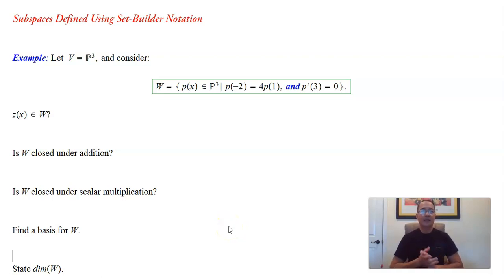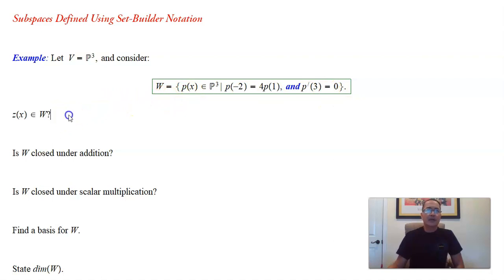Finally, we're going to get our hands dirty and study this set of polynomials from P3. We are going to show that this W, as the letter implies, is a subspace, so it has to satisfy the 3 conditions. We will find the basis for the subspace and state its dimension. The polynomials in W are the polynomials in P3 where, if you plug in -2 into the polynomial, what you get is 4 times what you would get if you plugged in 1. And furthermore, there's one more condition: if you take the derivative of the polynomial and plug in 3, you should get 0.